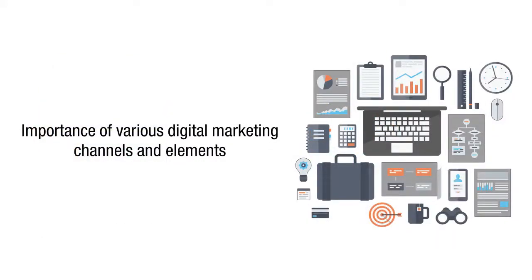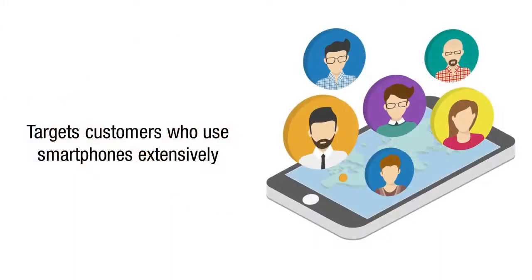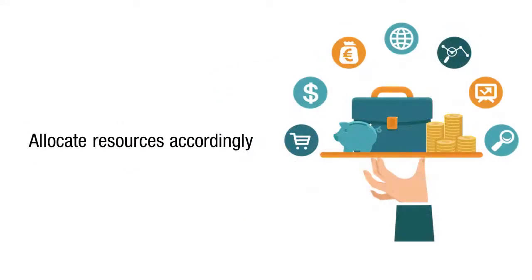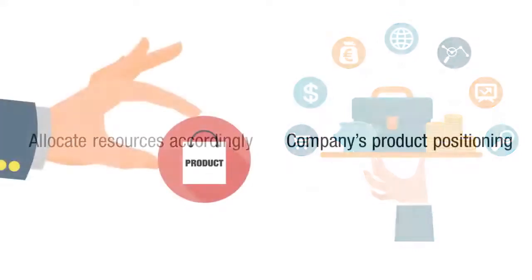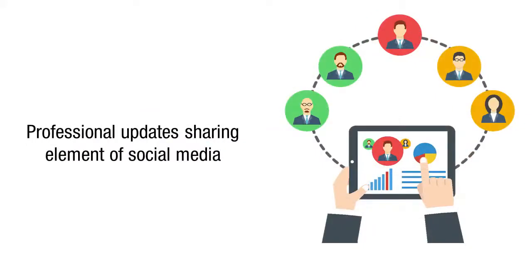and elements. For example, if a company's product positioning targets customers who use smartphones extensively, then it may be necessary for the company to develop mobile apps and allocate resources accordingly. Similarly, if a company's product positioning targets business customers, then the company may use the professional updates sharing element of social media extensively. Can you think of a scenario where this concept would be applicable?